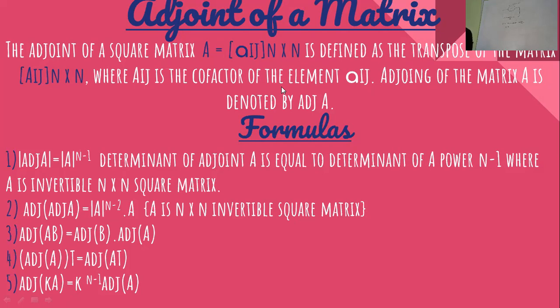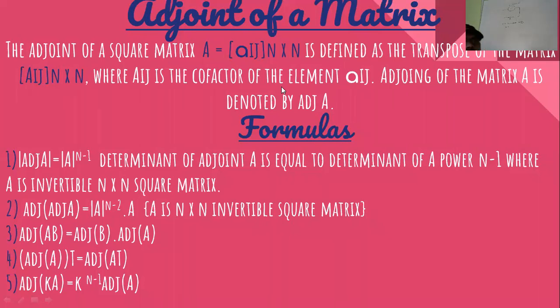Now, the topic is adjoint of the matrix. The adjoint of the square matrix A equals aij, n into n, where n is the order, is defined as the transpose of the matrix Aij, n into n, where Aij is the cofactor of the element aij. Adjoint of matrix A is denoted by adj A.